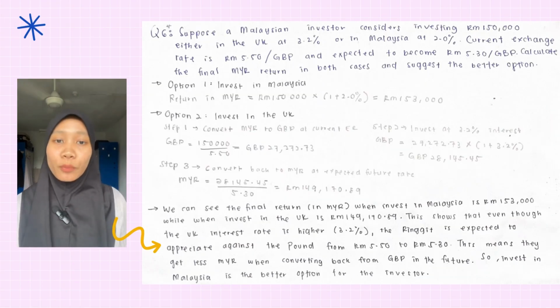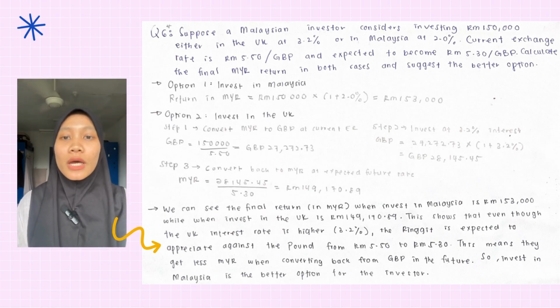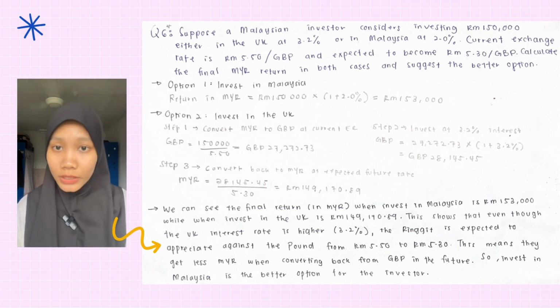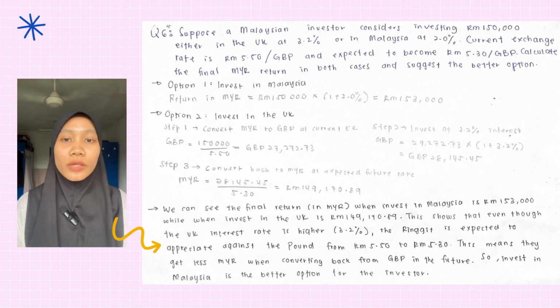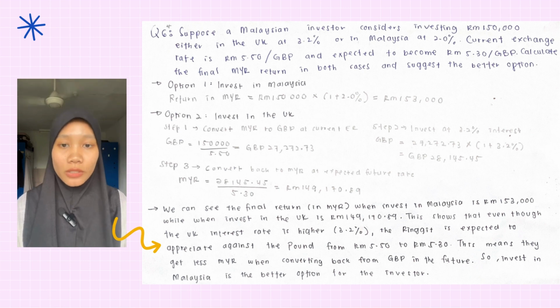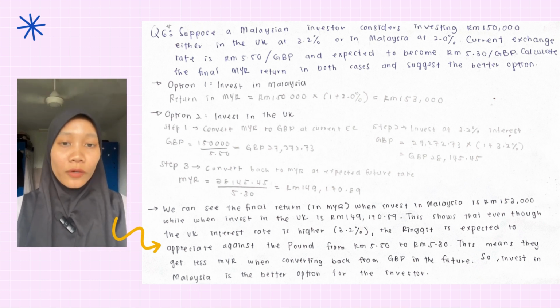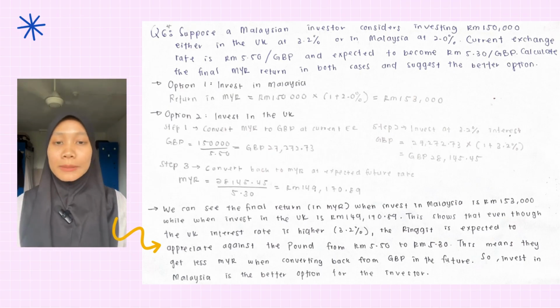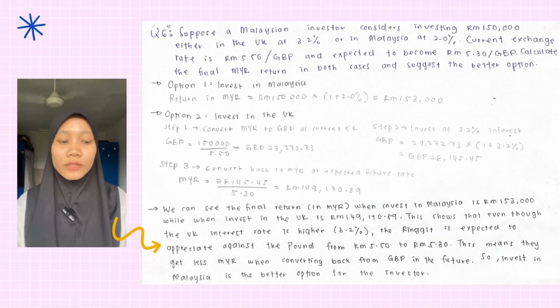For question 6, suppose a Malaysian investor considers investing RM 150,000 either in the UK at 3.2% or in Malaysia at 2%. The current exchange rate is RM 5.5 per GBP and expected to become RM 5.3 per GBP. So we need to calculate the final Malaysian ringgit return in both cases and suggest the better option. So for option 1, when investing in Malaysia, in Malaysian ringgit, we multiply RM 150,000 with 1 plus 2%, and then we will get RM 153,000.